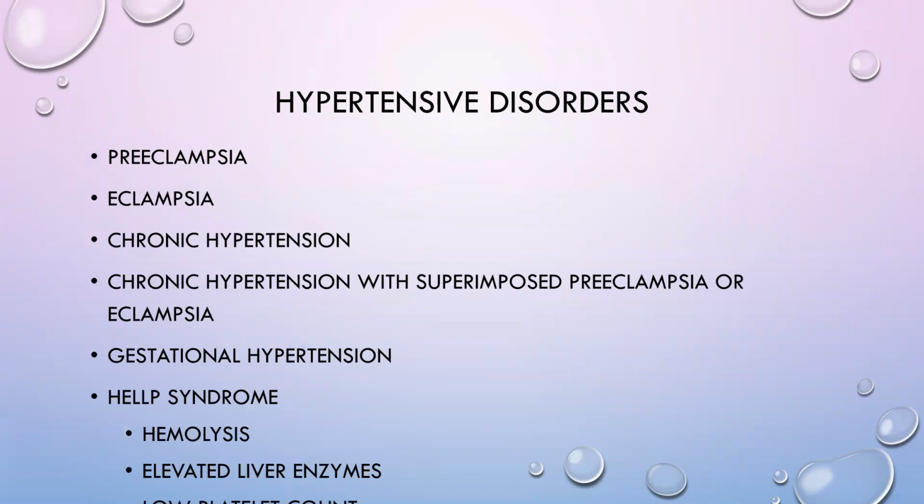Hypertensive disorders, high blood pressure. Those include preeclampsia and eclampsia and chronic hypertension, gestational hypertension. This also includes HELLP syndrome, which means hemolysis, elevated liver enzymes, and low platelet counts. These are all serious disorders.